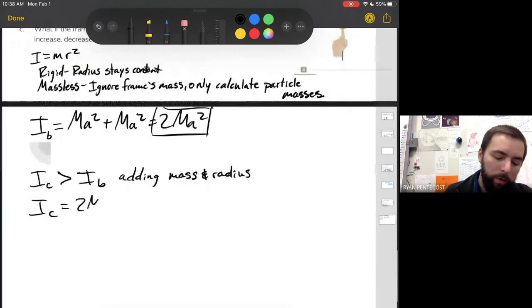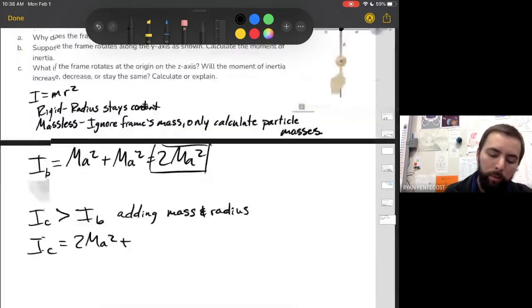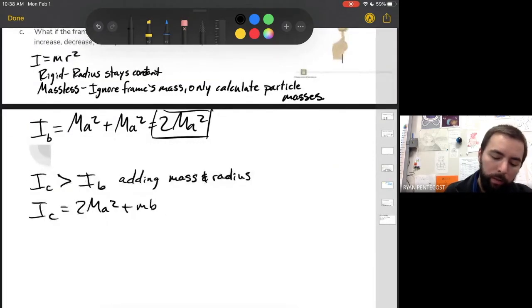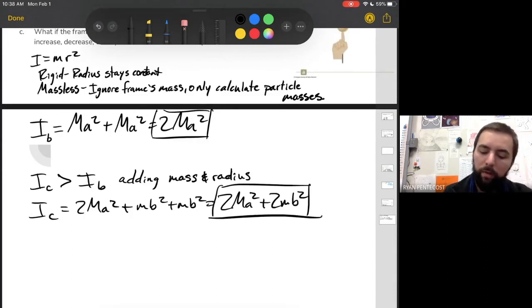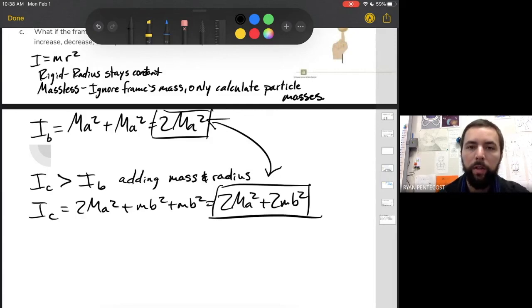We've already got 2 M a squared. Then you would have little m, little b squared plus little m, little b squared. So now you've got 2 M a squared plus 2 m b squared. And it doesn't matter the values of the m's, a's, or b's. When you compare these two, obviously increasing the mass or the radius by value b is going to cause an increase.